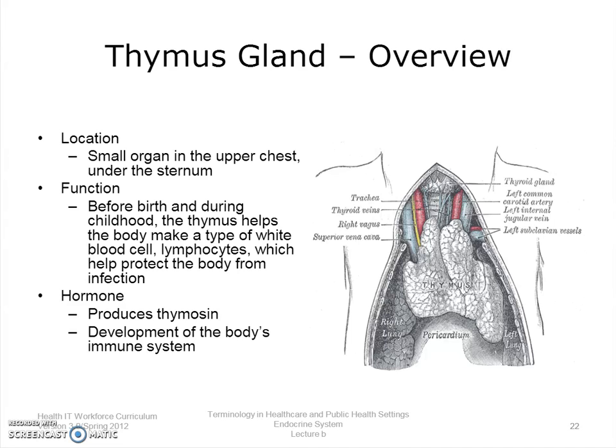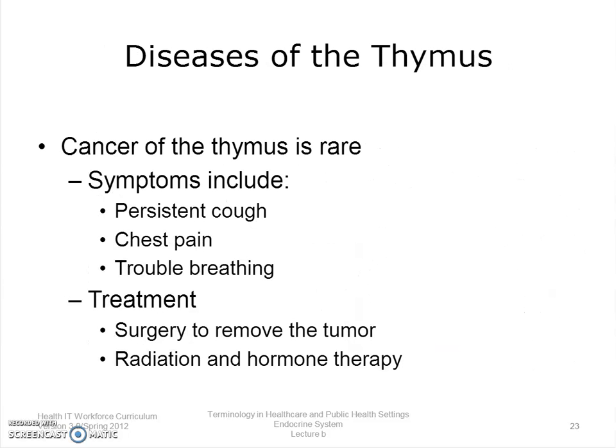The thymus is a small organ in the upper chest under the sternum. Before birth and during childhood, the thymus helps make a special type of white cell which protects the body from infection. The thymus produces thymosin, a hormone that plays an important role in the development of the body's immune system.